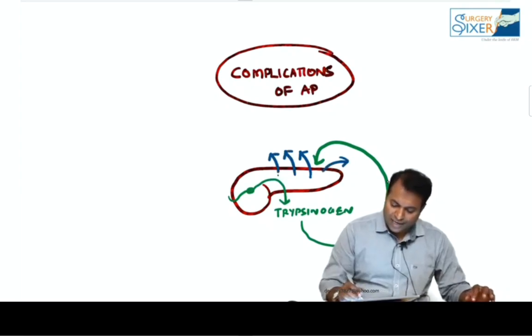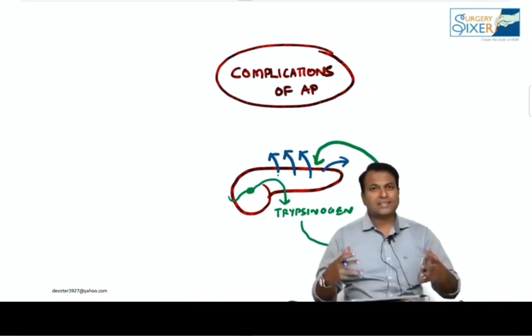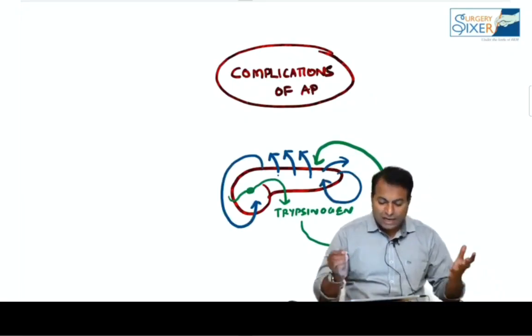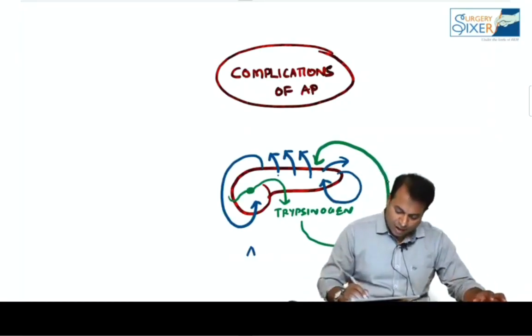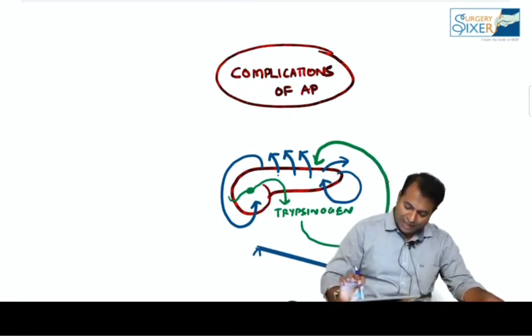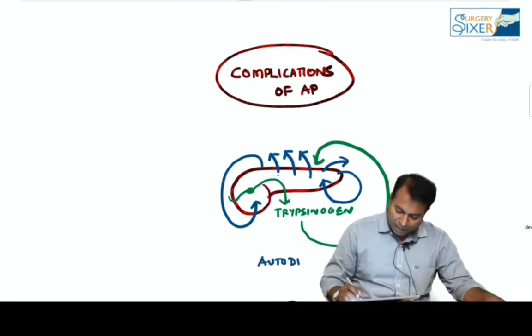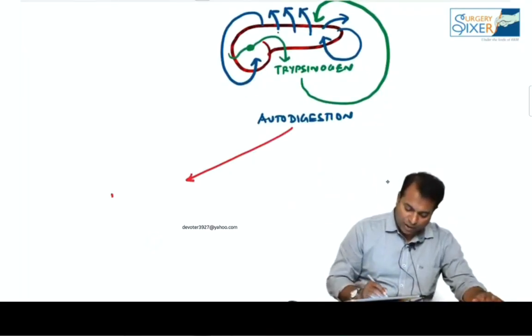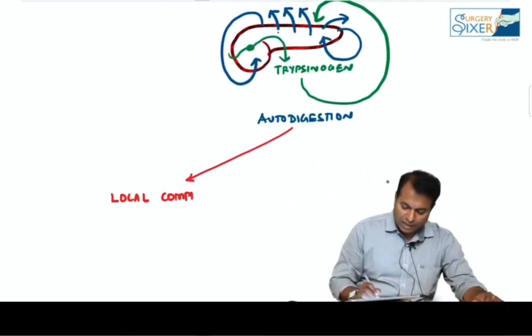They don't know whom to digest: amylase, lipase, chymotrypsin, trypsin, elastase, everything is released into the circulation. So they go back and digest the pancreas itself, resulting in further damage and further release of enzymes. This is known as autodigestion. The basic concept of acute pancreatitis is autodigestion. So what happens in autodigestion? It results in the following local complications, local complications around the pancreas.